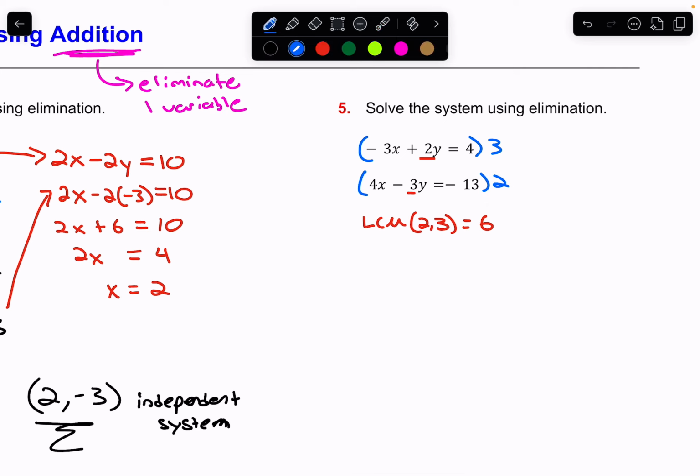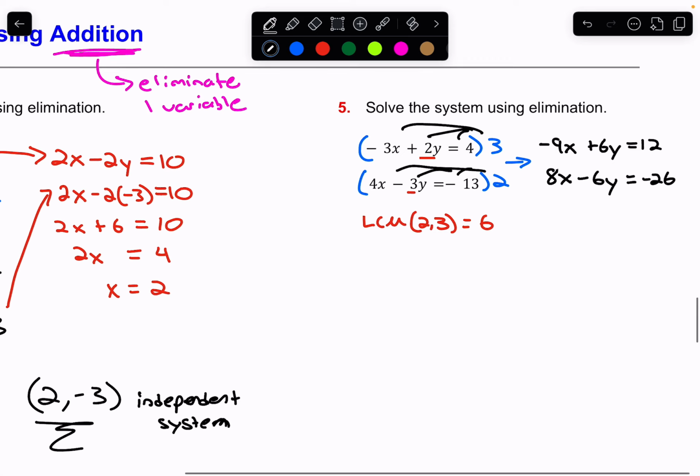Okay, so now I'm going to rewrite each equation. The top equation, if I multiply everything up here by 3, because the 3 has to go everywhere in order for this to be valid, I get negative 9x plus 6y equals 12. And for the bottom equation, I distribute the 2 to everything inside. I get 8x minus 6y equals negative 26.